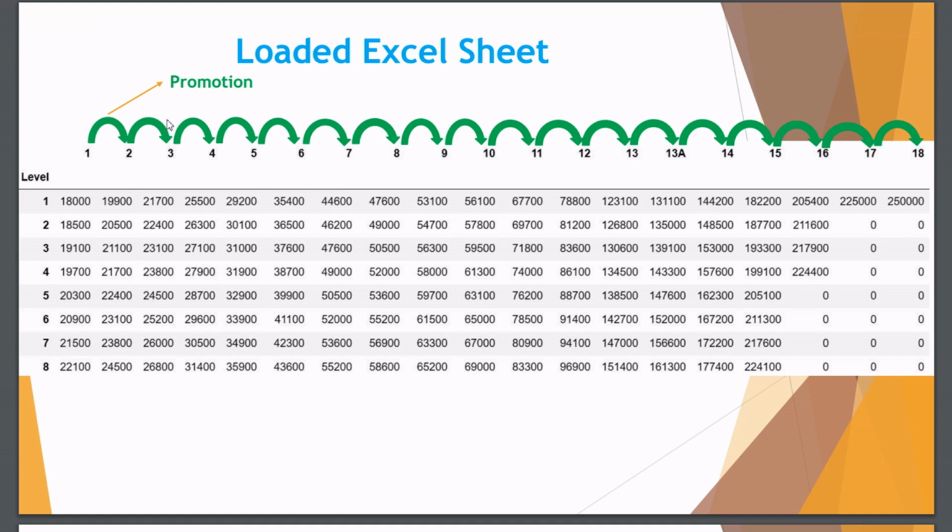So I look at the loaded Excel sheet a little bit more closely. The column headers from 1 to 18 basically represent the promotions. So when an employee gets promoted from one stage to another, that is from level 1 to level 2, he jumps from here to here. And at a time, an employee can jump only one level.